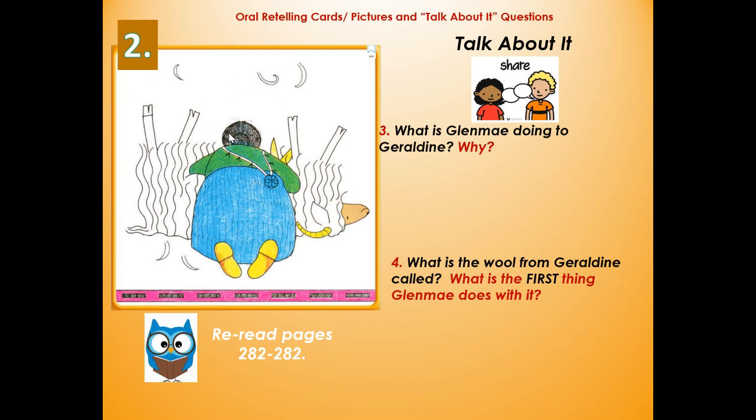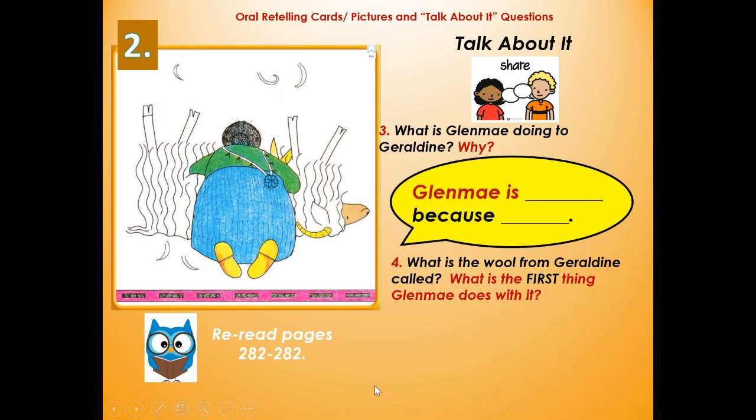All right, number 2. Here's the second major event. Here's your question. If you were to reread the Journeys text, you could find your answer on pages 282, and I think I made a mistake, 283. What is Glen May doing to Geraldine? So Glen May is the woman, Geraldine is the goat. And why is Glen May doing this? Look closely at the picture. Do you remember? Tell me what she's doing and say why.